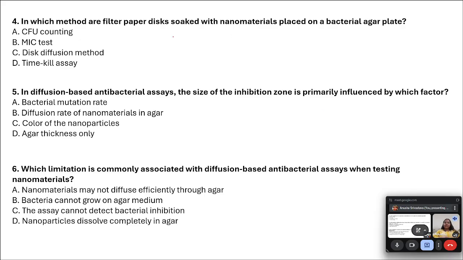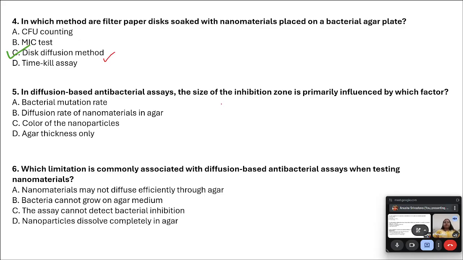Okay, so let's start discussing. The first question is very simple, and the answer is there in the question itself. In which method are filter paper discs soaked with nanomaterials placed on a bacterial agar plate? So obviously, the disc diffusion method.